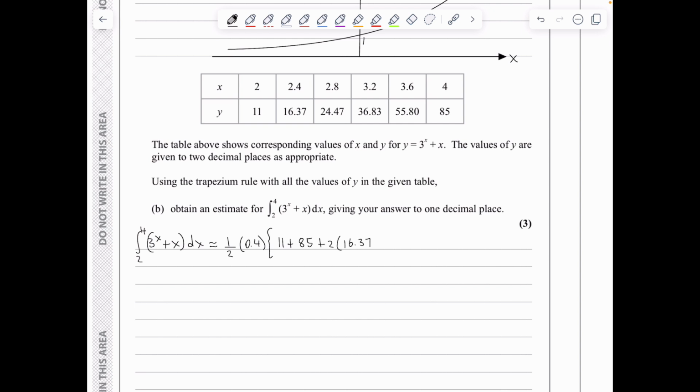So 2 times the 16.37 plus the 24.47 plus the 36.83 plus the 55.80. I plug this on the calculator, I get 72.588. Remember, I need to give my answer correct to one decimal place, so this rounds to 72.6.